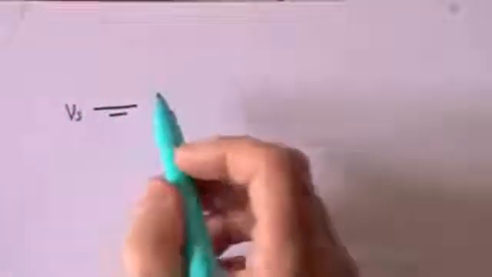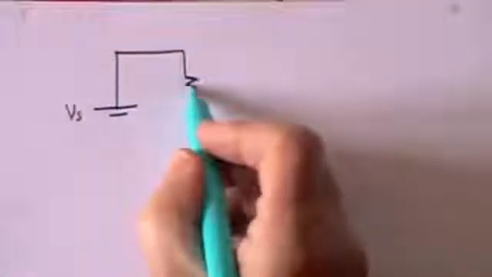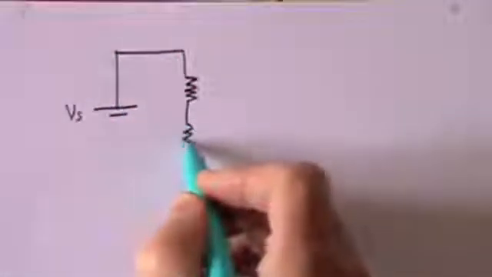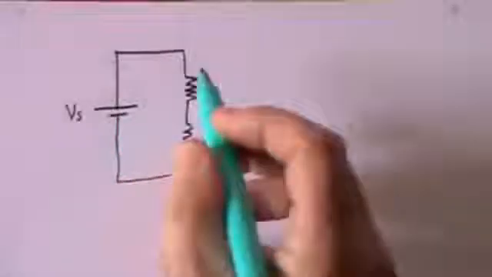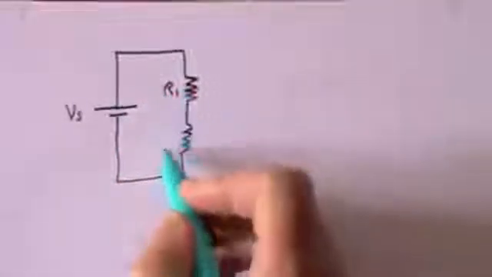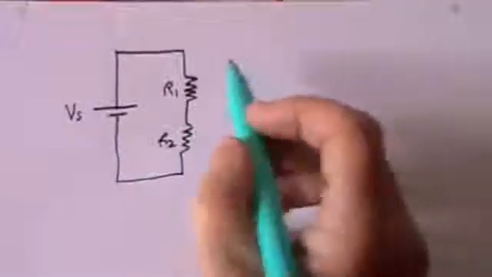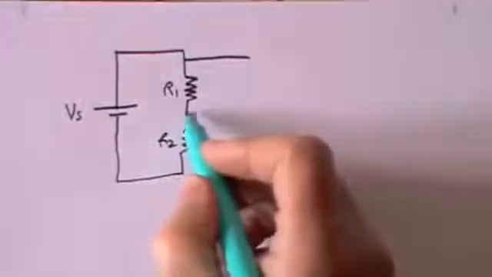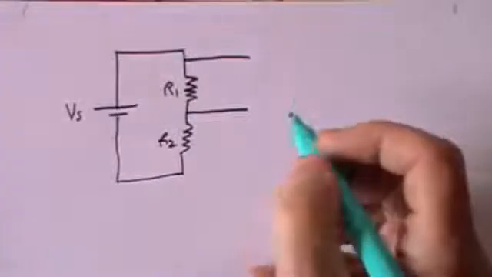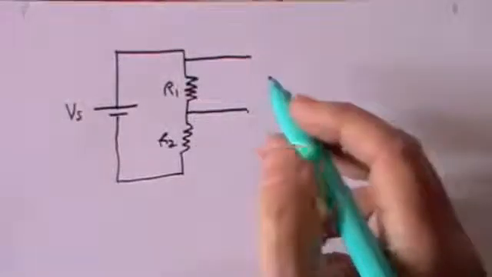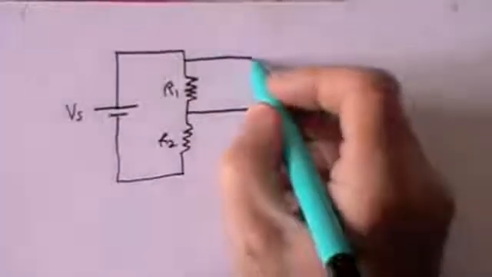So now I want to talk about a potential divider. We're going to have a similar sort of arrangement. We're going to have a battery, which is going to be our source voltage, and we're going to take that battery across two resistors in a complete circuit, R1 and R2. And I'm going to take two pieces of wire across here. I've not connected them to anything at the moment. They're just essentially dangling pieces of wire.